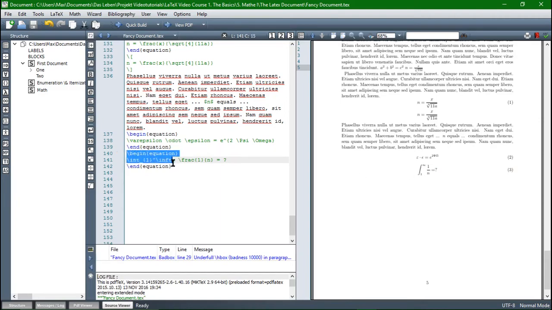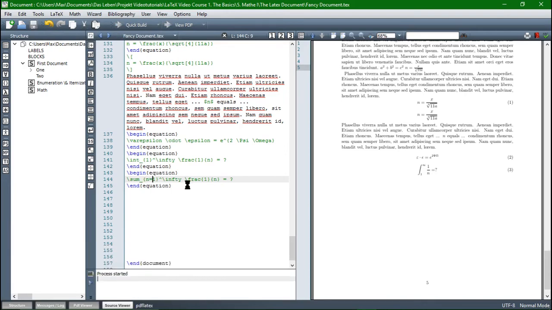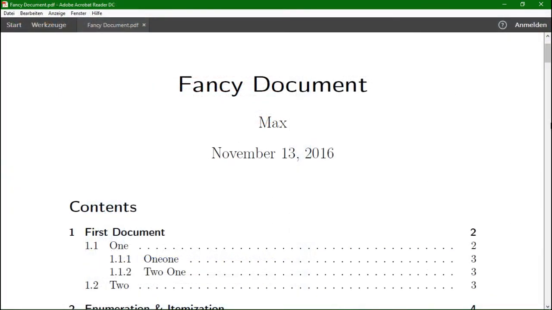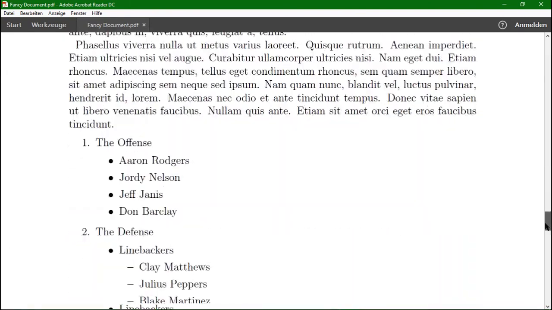For sums, it's absolutely the same. Just copy that, and here we don't have an integral, we have a sum, and then I think you say n equals 1. Yeah, and here we go. And here it is. From 1 to infinity, 1 over n. That's it.